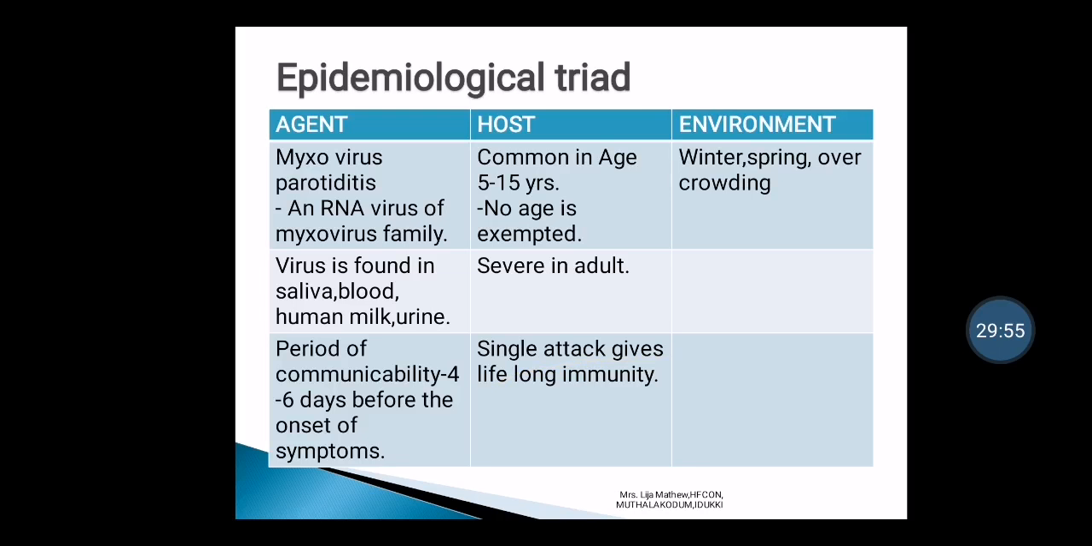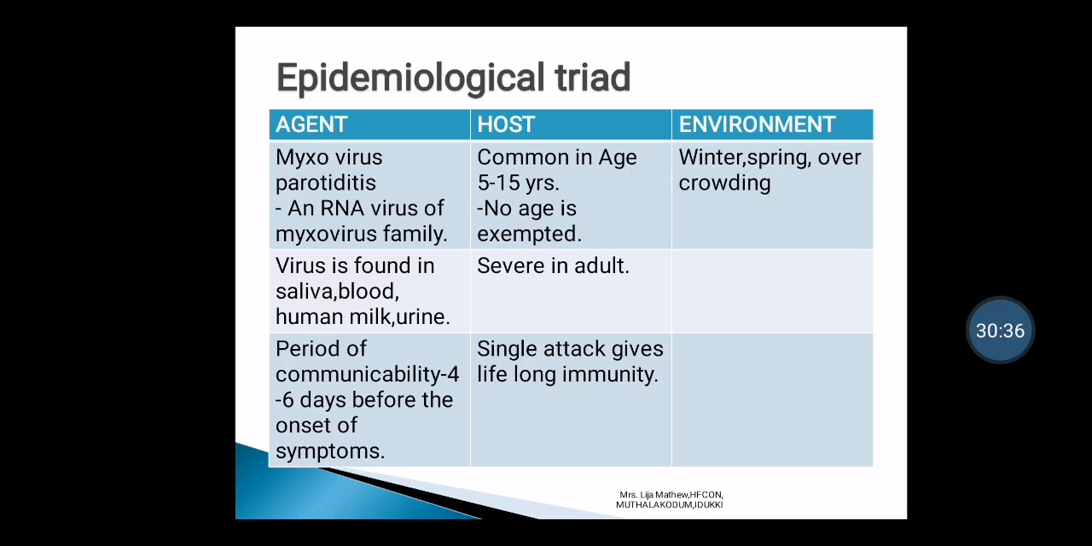So in the epidemiological triad, that means agent, host and environmental factors, in the agent factor these are the things you mainly have to learn by heart, because for the agent we have to learn by heart. There is no other scope. So who is the agent? Here the causative agent is myxovirus parotiditis. It is an RNA virus of the myxovirus family, and the virus is found in the saliva, in the blood, in the human milk, in the urine. In all these places there is a presence of virus.